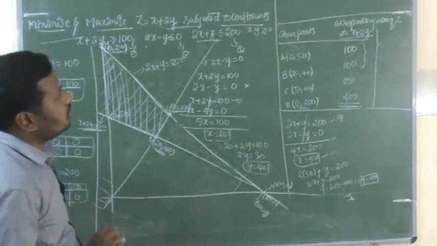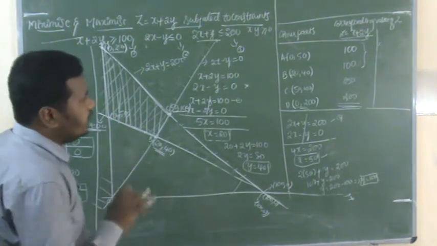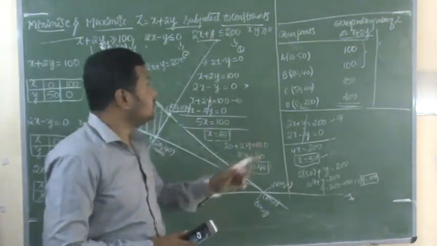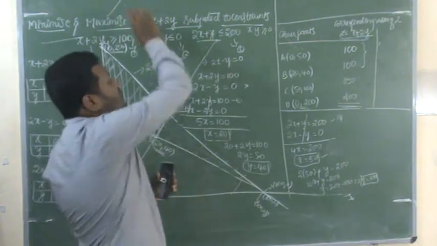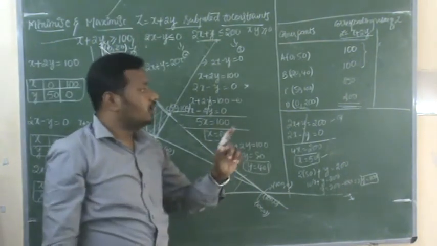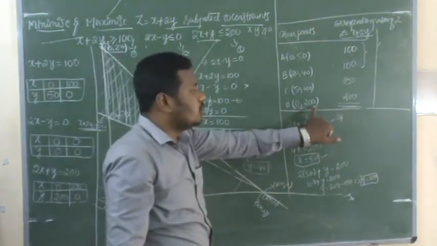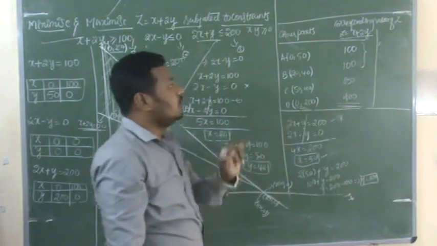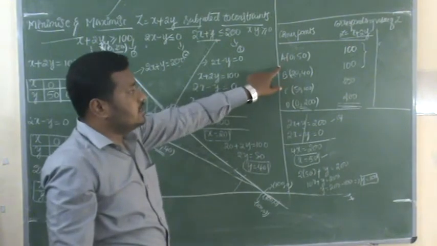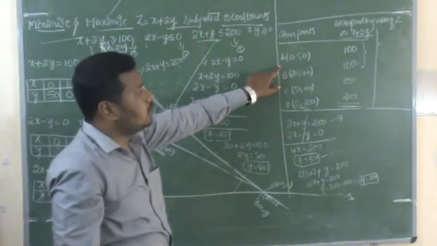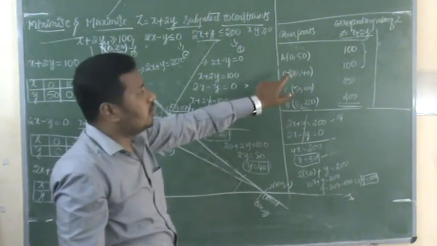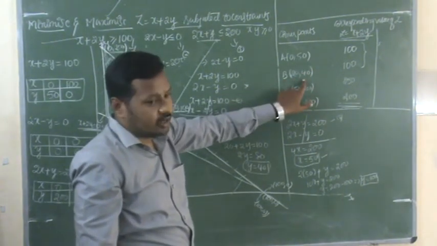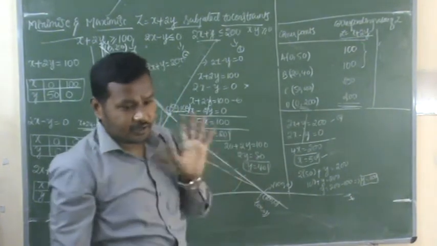Finally, the conclusion: Z is maximum at the point 0, 200, and the value is 400. Z is minimum at the points 0, 50 and 20, 40, and the value is 100.